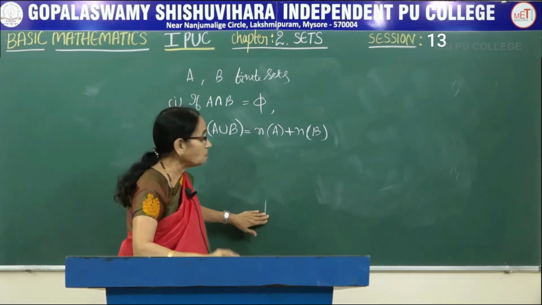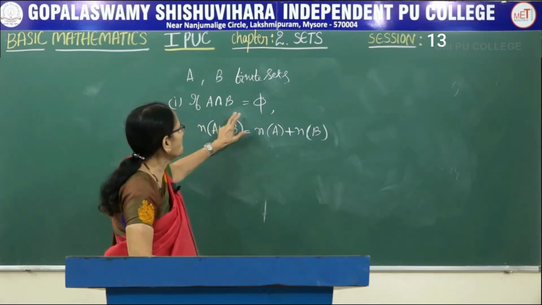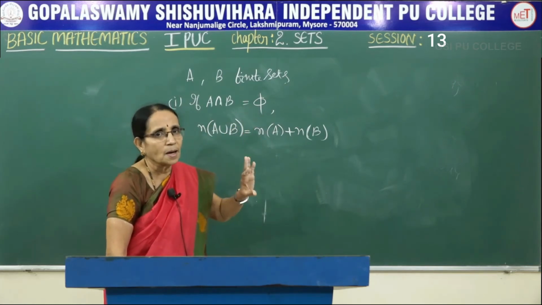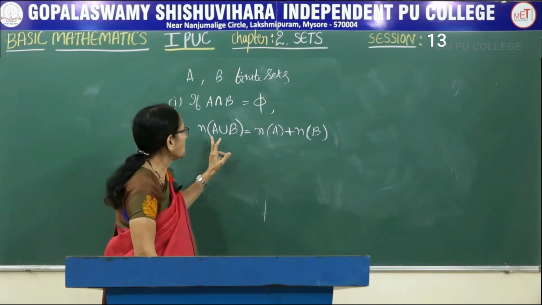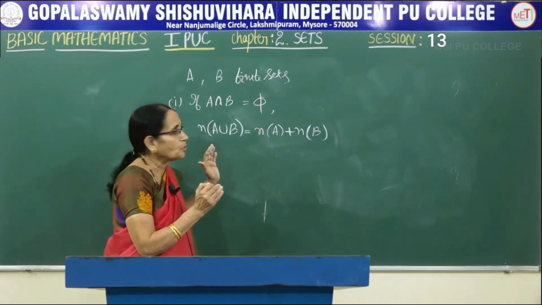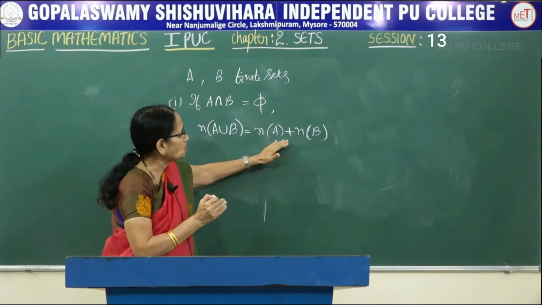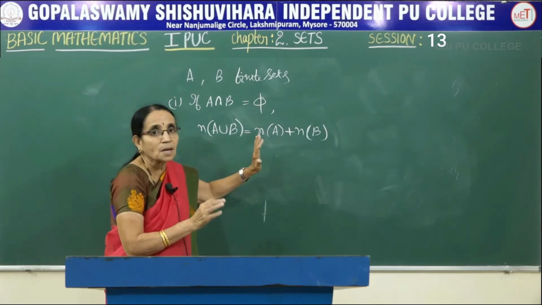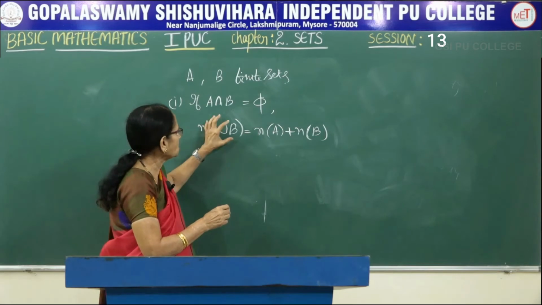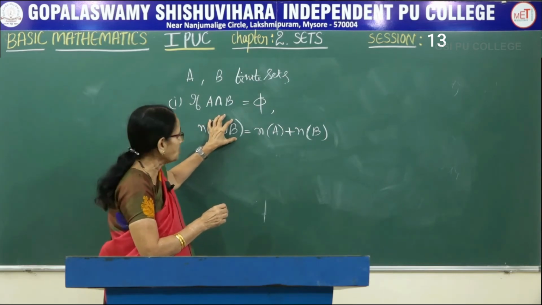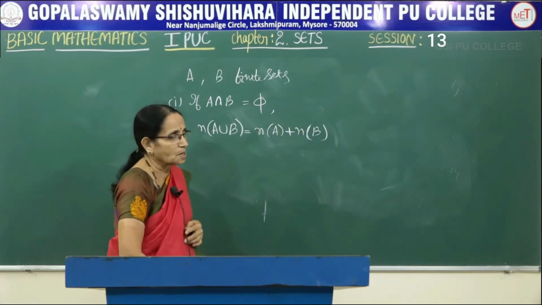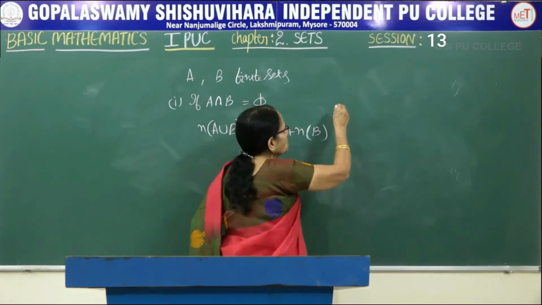Now, first let me explain the meaning of this. If A intersection B is a null set, what do you mean by null set? It doesn't contain any element. In that case, the number of elements in the union of A and B is actually the sum of the elements of the individual sets. That is the meaning of that. You take the total elements of A union B, that would be equal to the sum of the elements of the individual sets. Now, I will give an example.